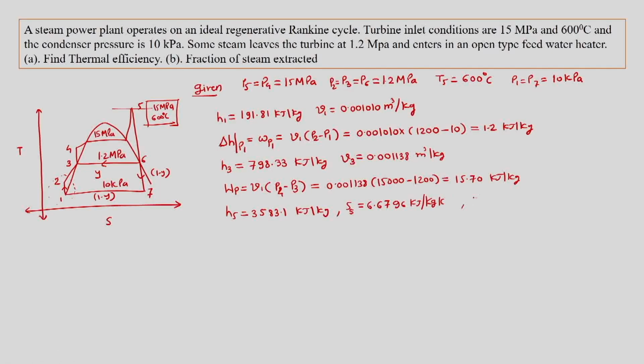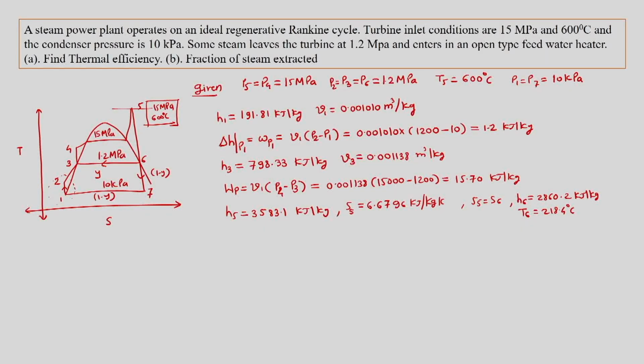Now, we know S5 is equal to S6. So, we can go into the steam table and find out at what temperature we have the same entropy as S6 at 1.2 megapascal, and it happens to be a superheated zone at 1.2 megapascal as well. So, we can get H6 equal to 2860.2 kilojoule per kg, and here we basically get T6 equal to 218.4 degrees Celsius.